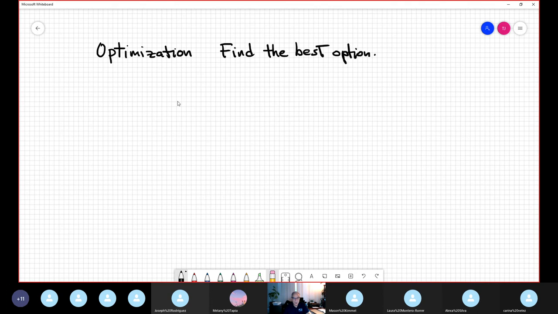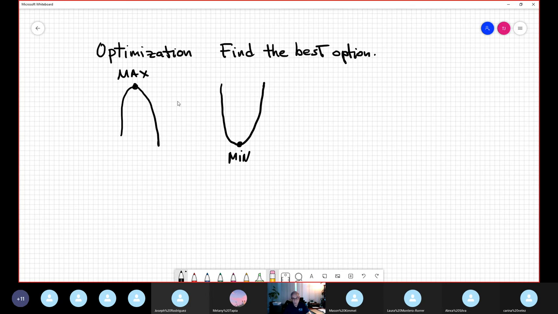How do you find the best option in a quadratic function? Well, it's the maximum or the minimum, depending. See, if my parabola opens down, it's obvious, the vertex is a maximum. If my parabola opens up, it's obvious, the vertex is a minimum.